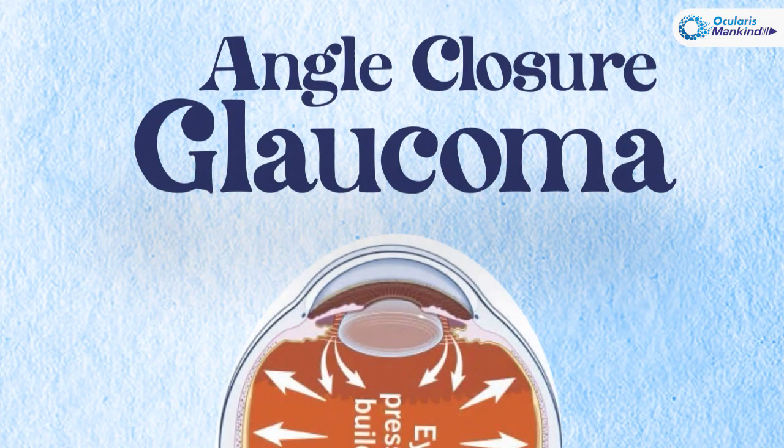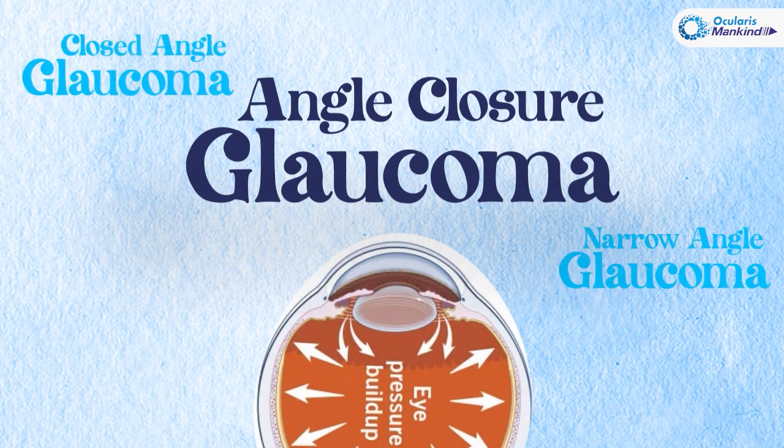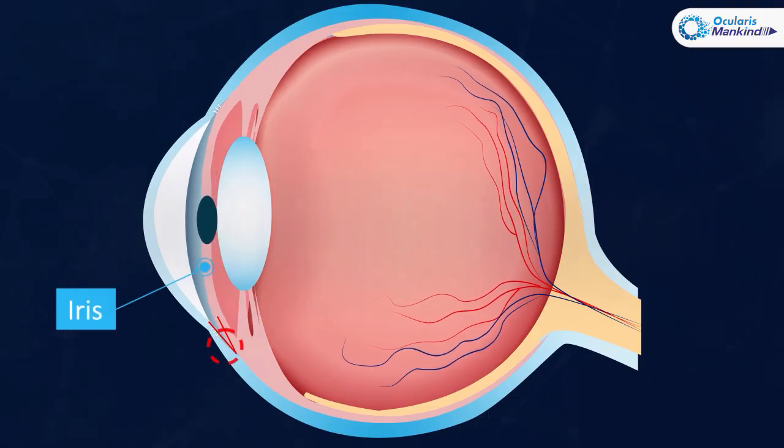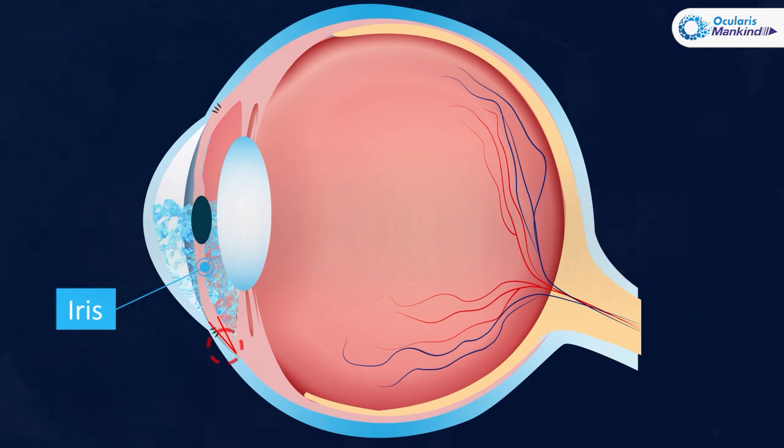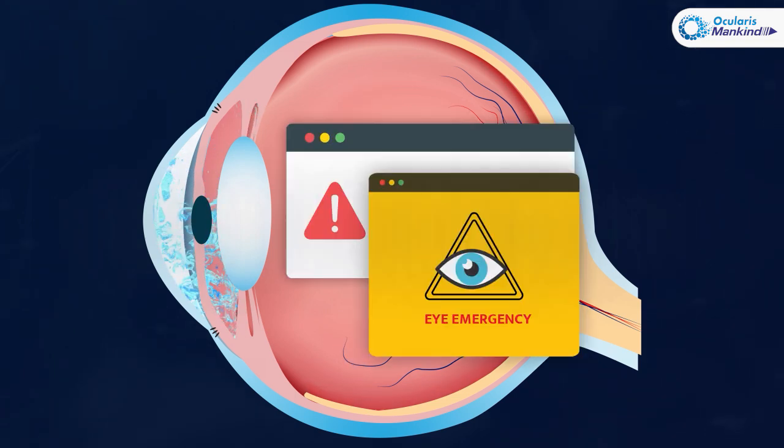The second type is angle closure glaucoma, which is also called closed angle glaucoma or narrow angle glaucoma. This type happens when someone's iris is very close to the drainage angle in their eye. The iris can end up blocking the drainage angle. Patients can think of it like a piece of paper sliding over a sink drain. When the drainage angle gets completely blocked, the eye pressure rises very quickly. This is called an acute attack. It is a true eye emergency.